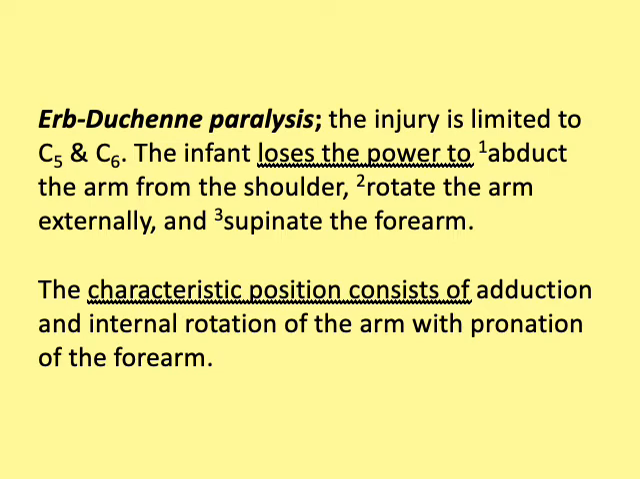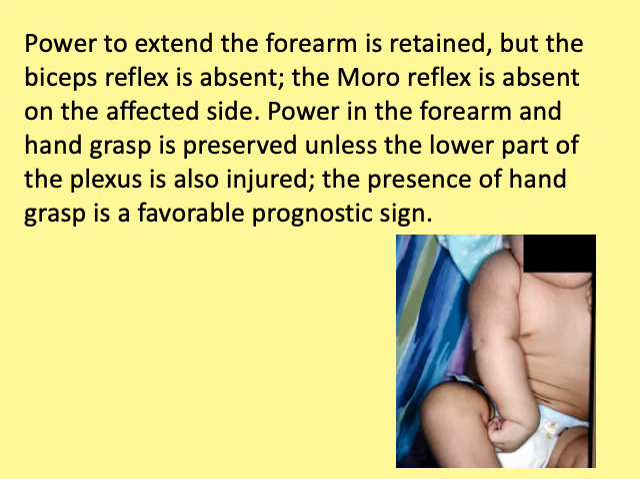So the characteristic position attended by the baby is adduction and internal rotation of the arm with the pronation of the forearm. By examination, these babies would retain the power of extension of the forearm, but they would lose the biceps reflex because it is a C5, C6 reflex. The Moro reflex is absent on the affected side.